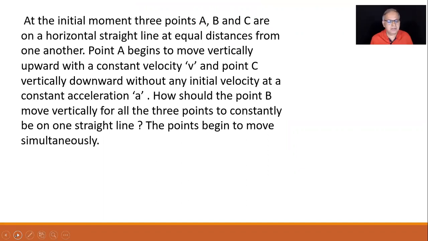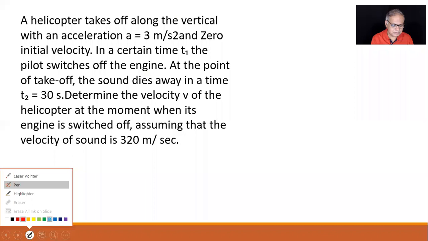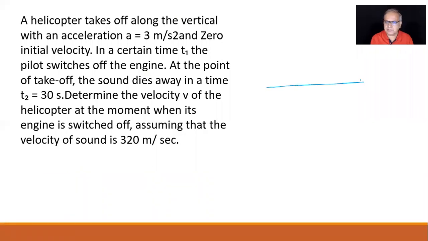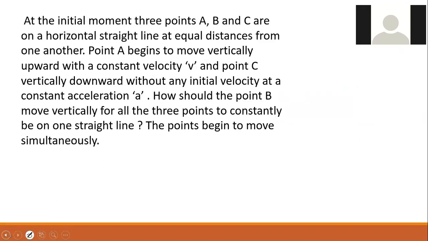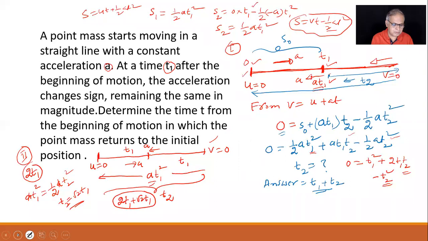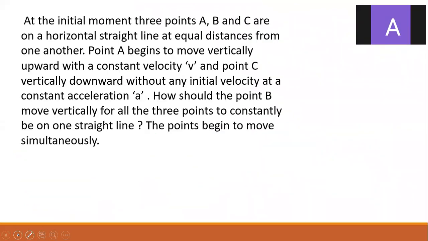This is a good question again. At the initial moment, 3 points A, B, C are on a horizontal straight line at equal distance from one another. So immediately in our mind, we should draw the picture, or here on the paper. Sir, you went to another problem. Yes, sir. No, the one about points A, B, C. This one, right? Yes, sir. So now look at this.